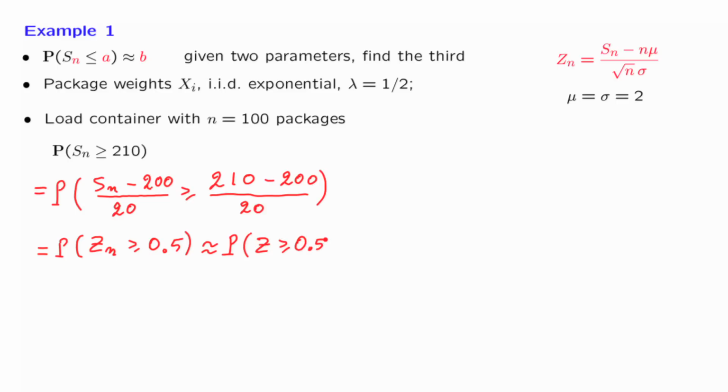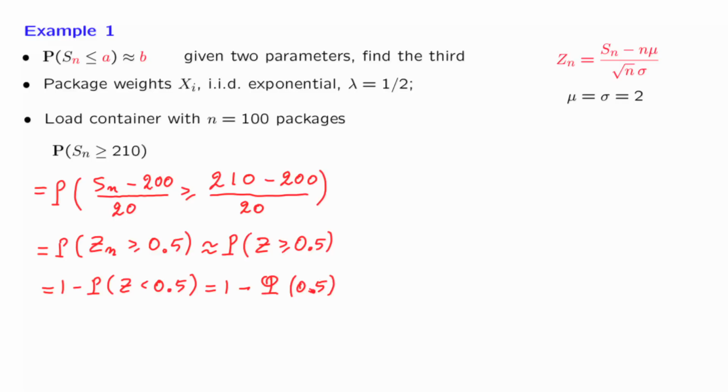Now, for a standard normal, we can calculate probabilities in terms of the CDF that's given in a table. But here we have the probability that Z is larger than something, not smaller than something. The CDF gives us the probability that Z is less than something. This is easy to handle. This probability is 1 minus the probability that Z is less than 0.5, which is 1 minus the CDF of the standard normal evaluated at 0.5.